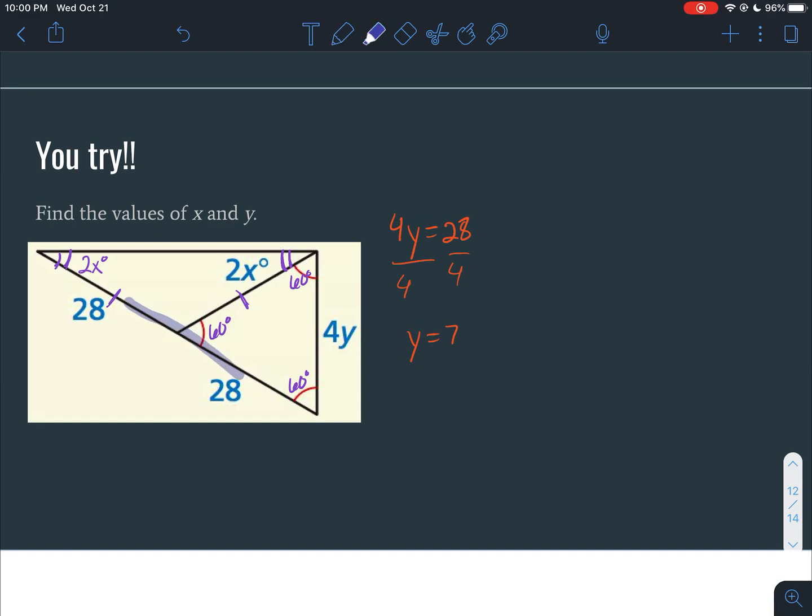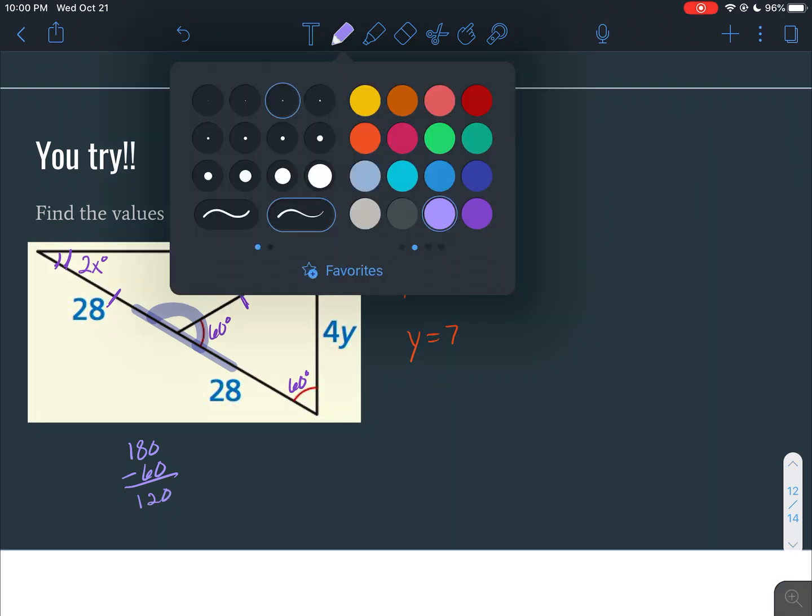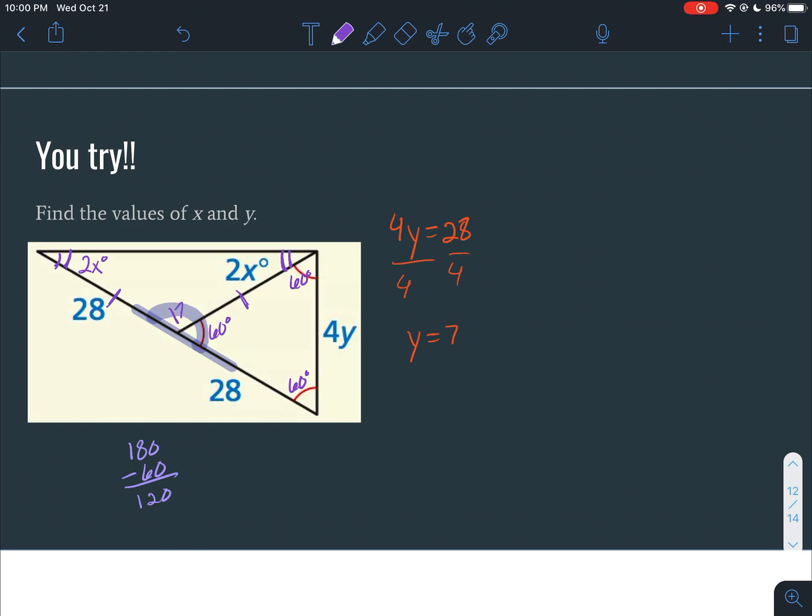Now, this right here is a straight line. And a straight line measures 180 degrees. So this is a linear pair that measures 180 degrees. And 180 minus 60 is 120. So this angle here is 120 degrees, because 120 plus 60 is 180.